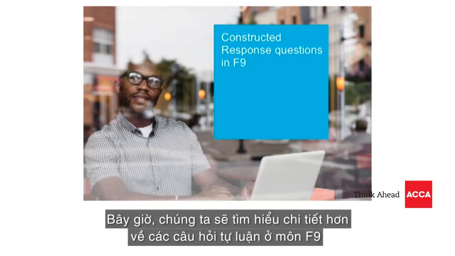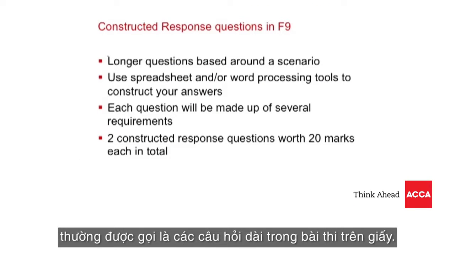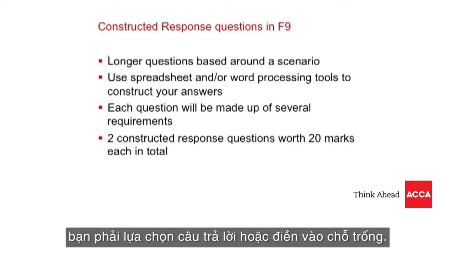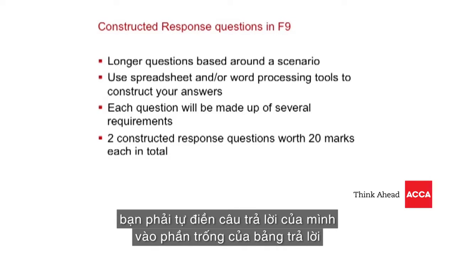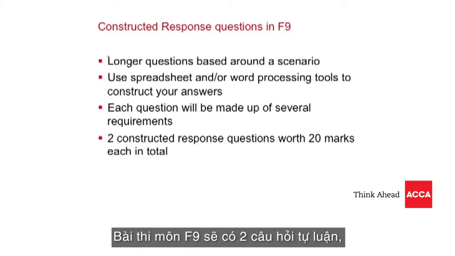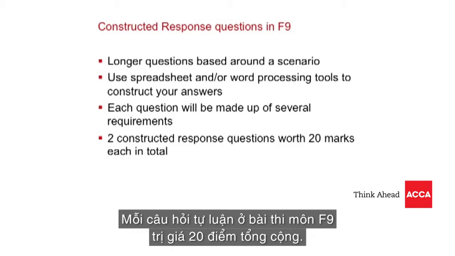Let's look at the constructed response questions in F9 in more detail. Constructed response is the name used in CBEs to describe what you would probably call long questions in our current exams. Unlike OT items where you have to select options or fill in a blank, in constructed response questions you are effectively faced with a blank page where you have to construct your own answer using either a word processing or spreadsheet response area. In F9 there will be 2 constructed response questions, each containing a scenario which relates to a number of requirements. Each constructed response question in F9 is worth 20 marks in total.